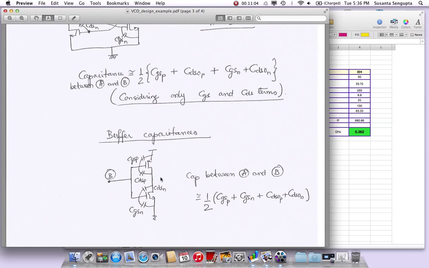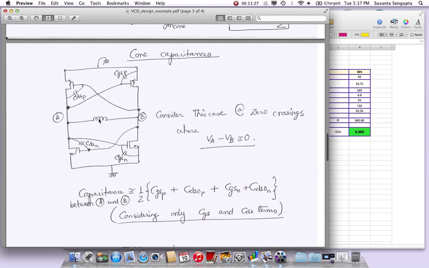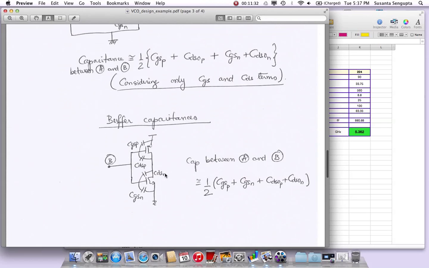So there, the capacitances that you will see are, again, the CGS values of N and P, and also the CDS overlap values of N and P. So you have two CGS, CGS of P and CGS of N, and then you have the two overlap capacitances. You again do half of it because this term is single-ended; we do half of it to get the differential capacitance. So across this inductor, you're going to get all this capacitance from the core, and also all this capacitance from the buffer, which is approximated by that. These are the simple equations we will use to estimate capacitances.